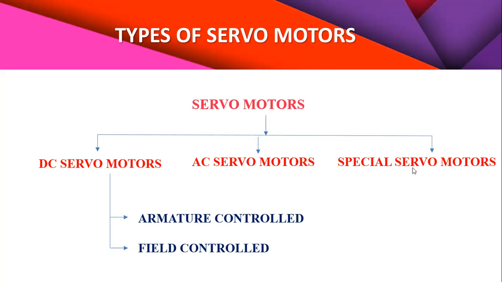And then AC servo motor and special servo motor. In this topic we are going to derive the transfer function of these two, DC servo motor and AC servo motor. Now first of all, we'll see what a DC servo motor is and what its types are.